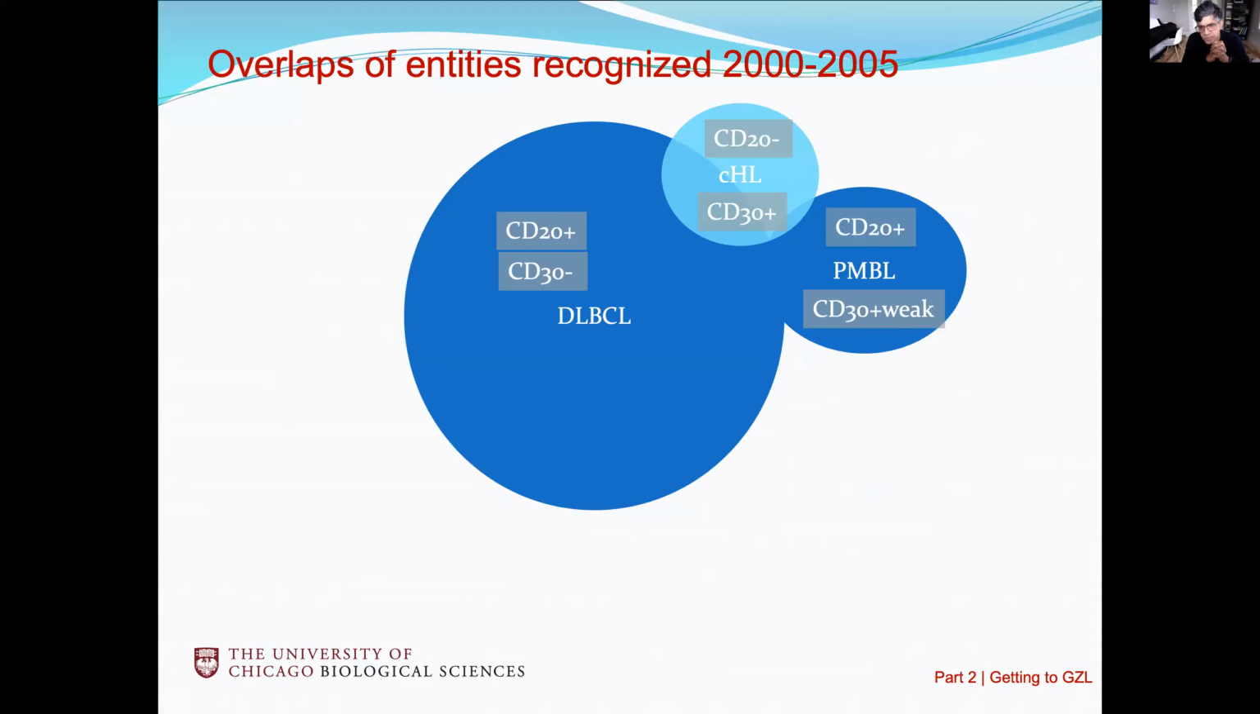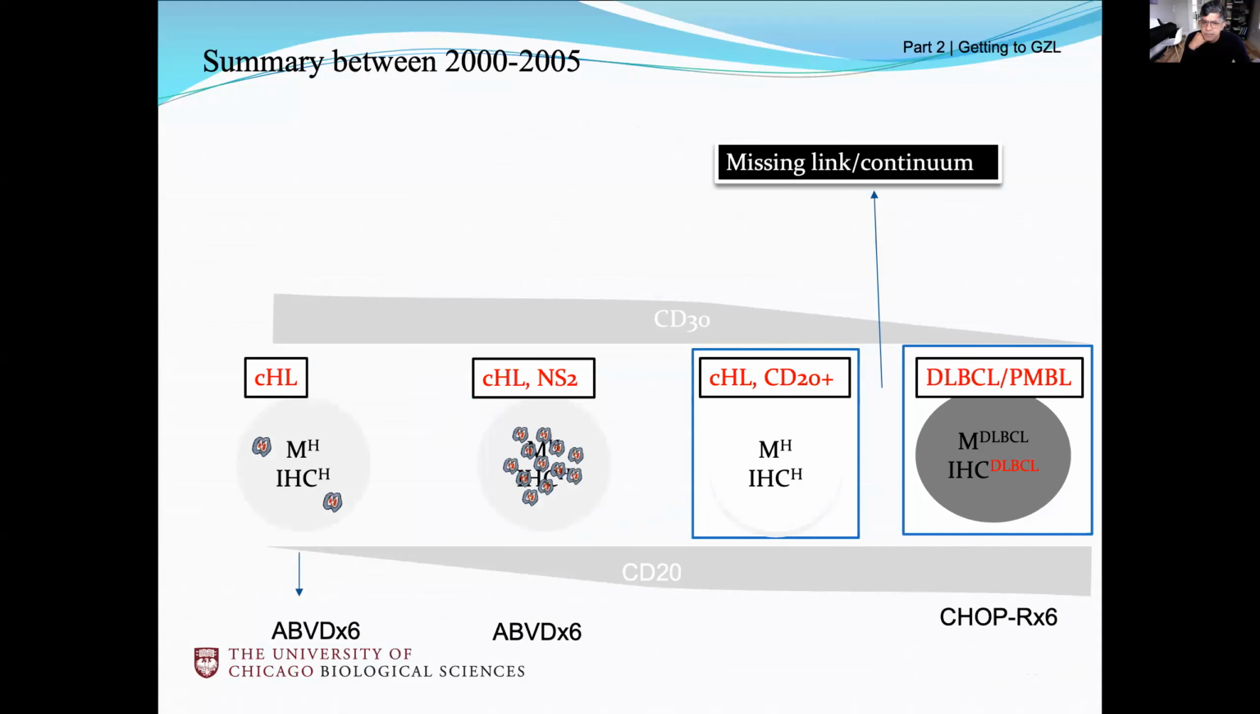So now you can see that some things are a continuum and not really two distinct entities. So to go further, let's see if maybe we learn four different entities here, and maybe there is a missing link or a continuum in these biologic features. And at this point, I will also reiterate that as we progress from Hodgkin to these entities, the CD30 keeps decreasing. And as we progress from classical Hodgkin to diffuse large B-cell, the amount of CD20 keeps increasing.